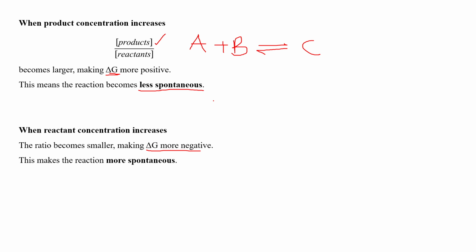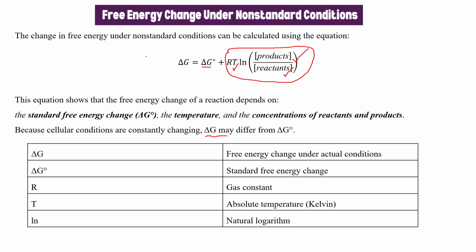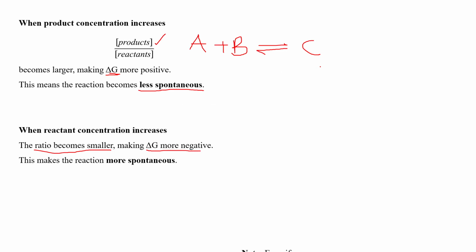Your reaction will be less spontaneous. It will not be driven forward. But if you are increasing the concentration of the reactants, because your ratio will become smaller, and you know mathematics, if you are having this equation and your ratio is smaller, you are going to have a smaller value. But if the concentration of the product is increasing, then this means that you're actually going to have a bigger value. And this bigger value is actually going to affect the value. It's going to become more positive. And when this becomes more positive, you know what will happen. The reaction will be less spontaneous.